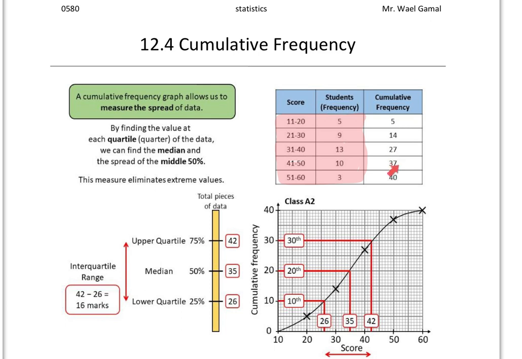Now, we can draw a curve, the score on the x-axis and the cumulative frequency on the y-axis. So the vertical line is the cumulative frequency and the horizontal line is the score. But for the score we have upper and lower. Take the upper and the cumulative frequency. So 20 and 5, 30 and 14, 40 and 27, 50 and 37, 60 and 40.